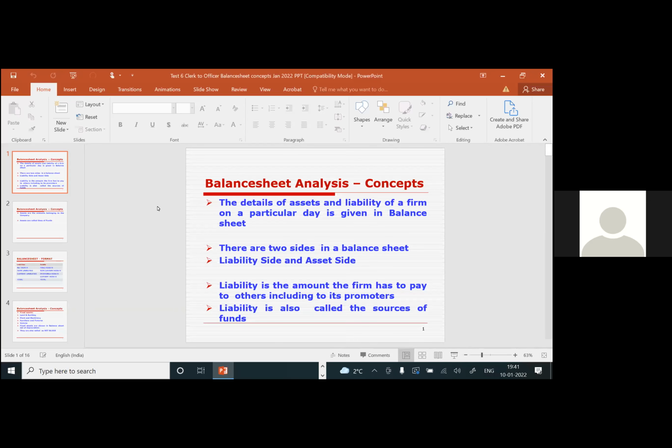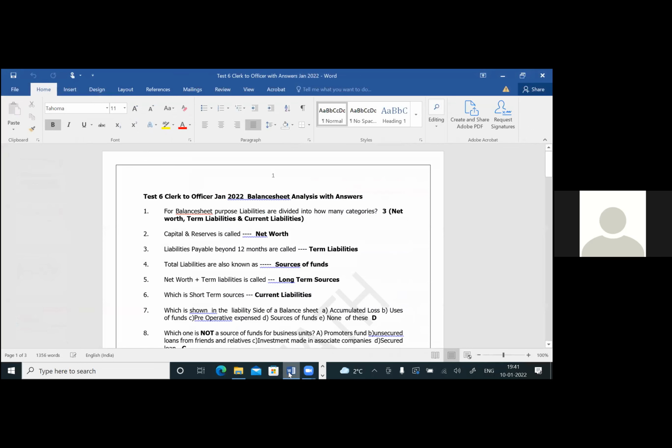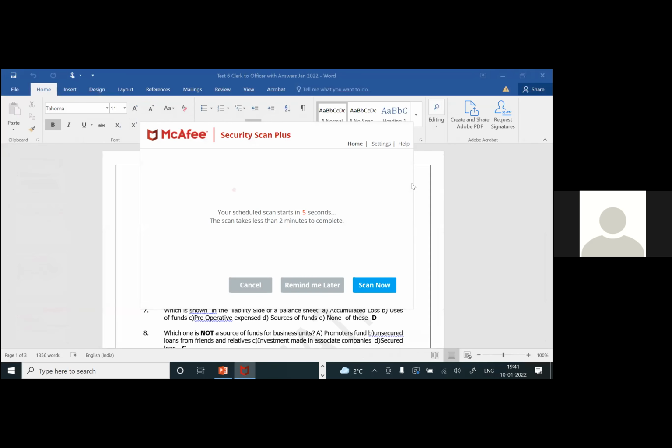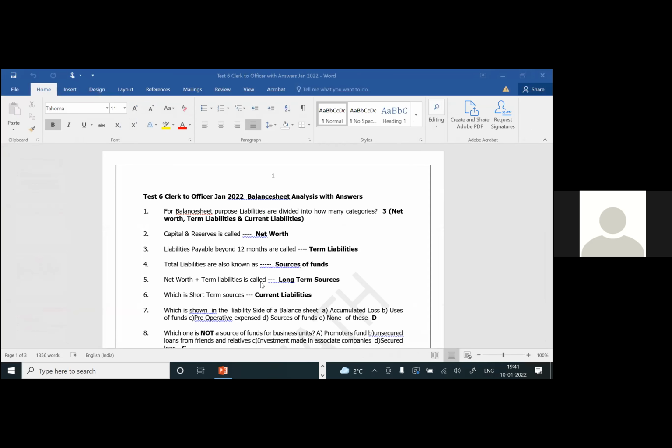Okay, now we are going to see the question paper. I explained the concepts to you, now let's go through the question paper in detail. Test paper number 6 is already made available to you. Now we are going to discuss test paper number 6. I have given the answers here, so we will see the questions and what we have discussed.